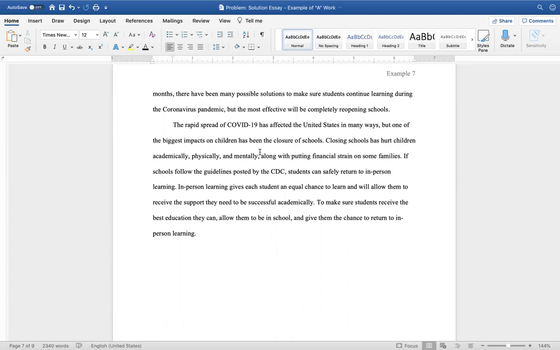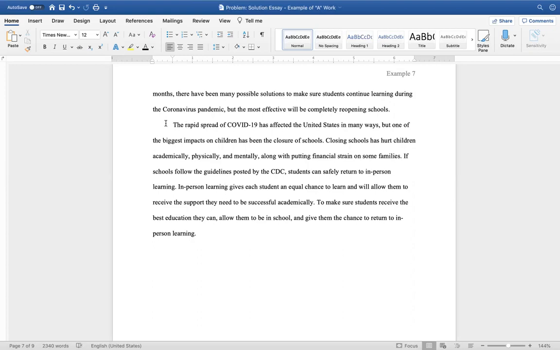If schools follow the guidelines posted by the CDC, students can safely return to in person learning. In person learning gives each student an equal chance to learn and will allow them to receive the support that they need to be successful academically. To make sure students receive the best education they can, allow them to be in school, and give them the chance to return to in person learning."